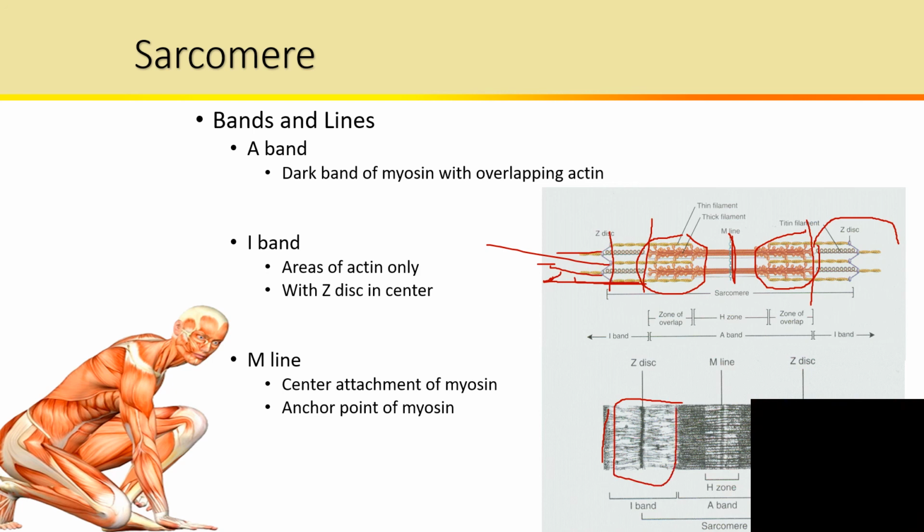It's light simply because it's only actin in there. This is dark because it's mostly myosin. And these are even darker because this area right here is where I have my actin and myosin overlapping each other.